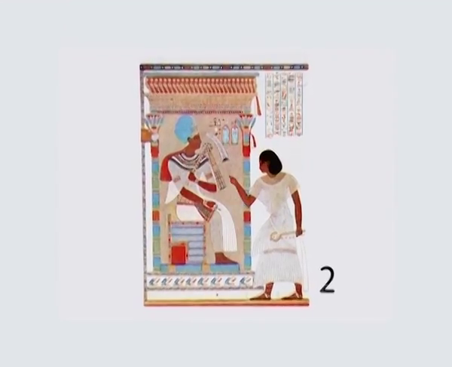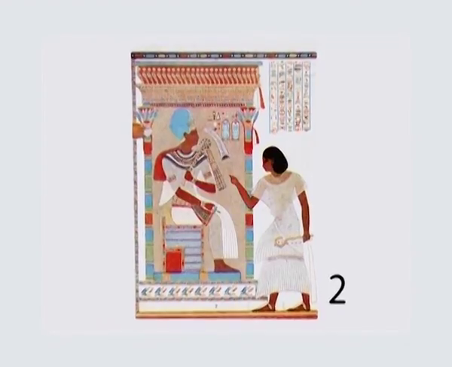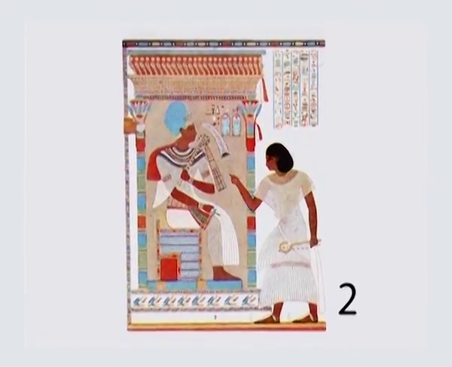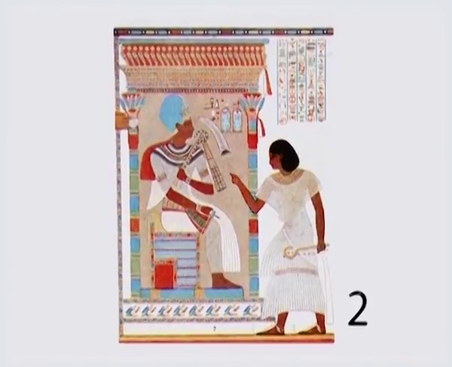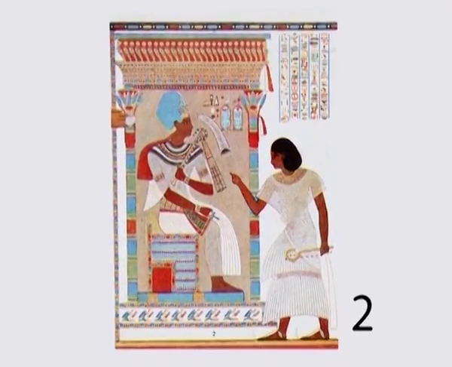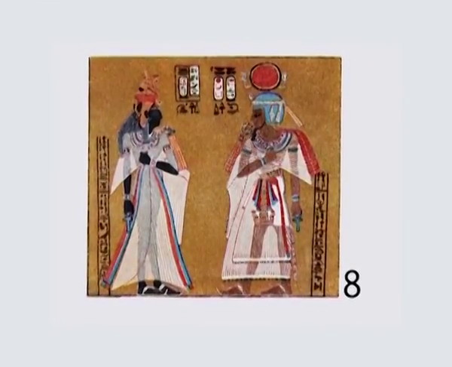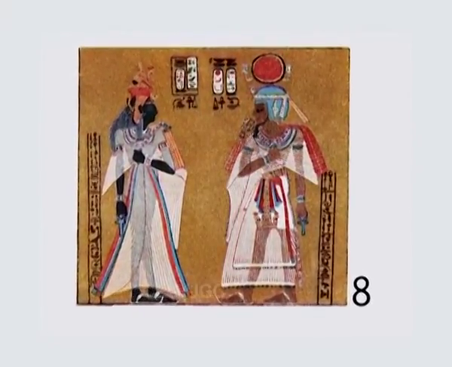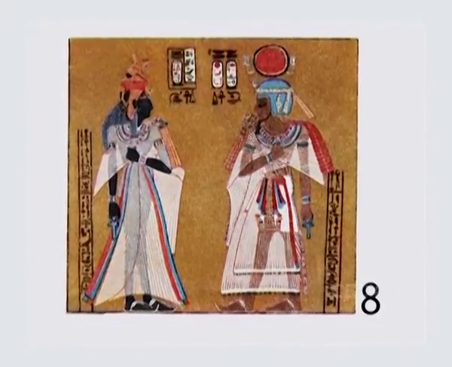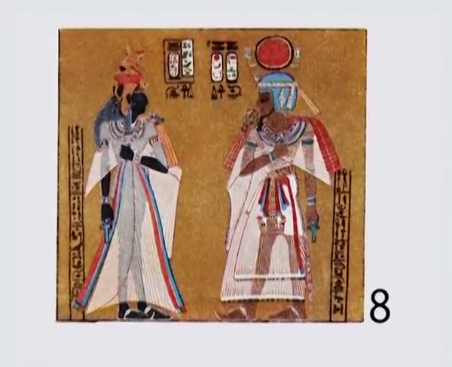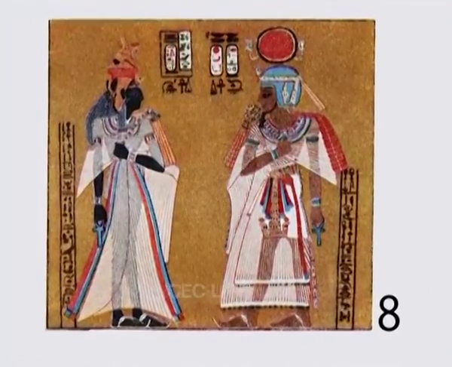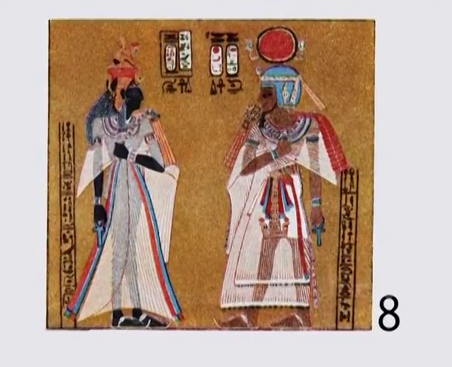Number 2, the king wears the long kalaris, which is like a shirt with holes for the arms, over which the loincloth is draped. Number 8, the king and queen both wear the royal insignia. Her head is covered by the vulture and his by the serpent. The garments are very similar. So then, I hope you found that interesting.